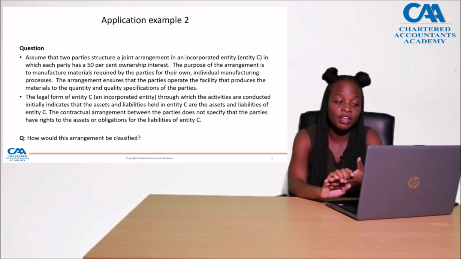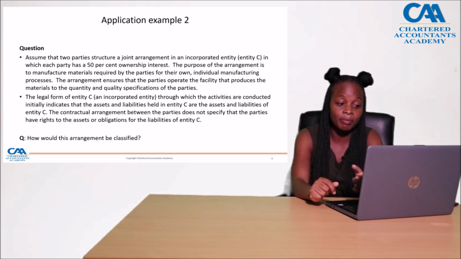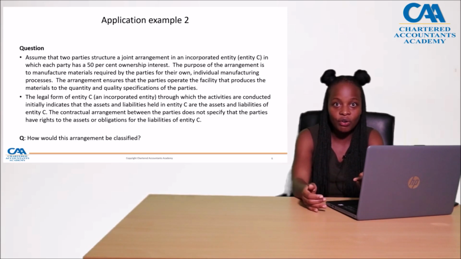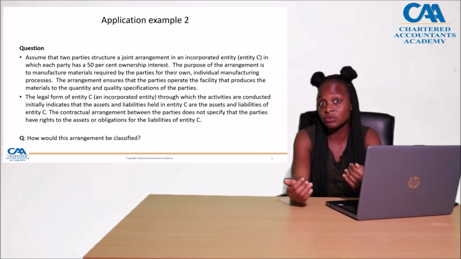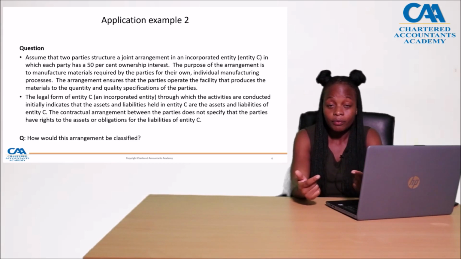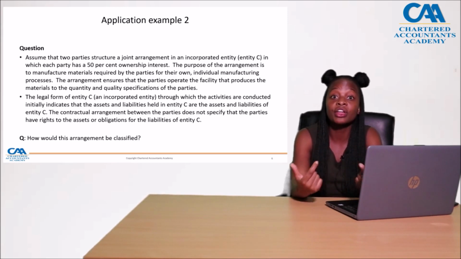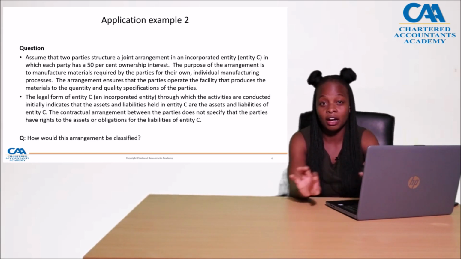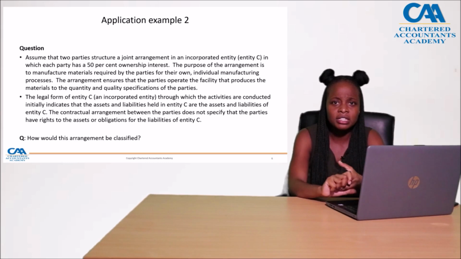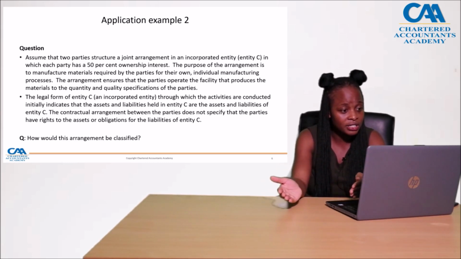And then it says the purpose of the arrangement is to manufacture materials required by the parties for their own individual manufacturing processes. So at this point, we're saying, oh, the output seems to be used by the parties. Remember, when we're looking at rights and obligations, another factor to consider is how the output of the entity is being used. In this case, the arrangement is basically just manufacturing so that these two parties can get the output. They're not selling to third parties. So it's pointing more towards a joint operation, yes?